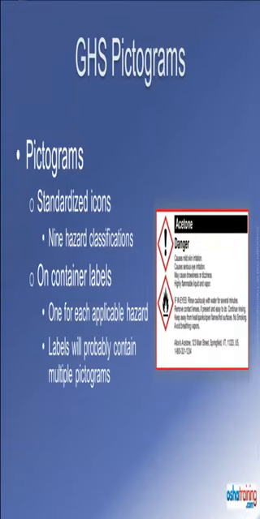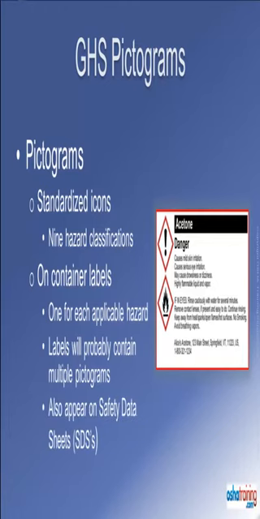By the way, pictograms appearing on a product label can also be found on the safety data sheet for that product, where you can get even more detailed information about hazards and recommended precautions.